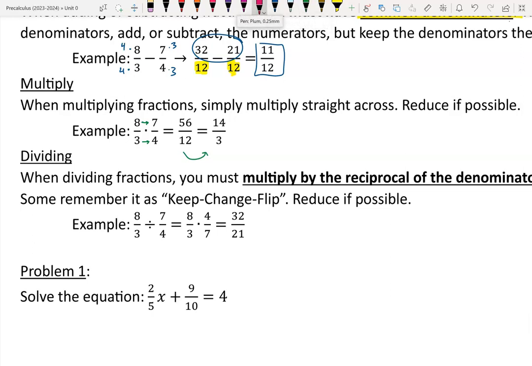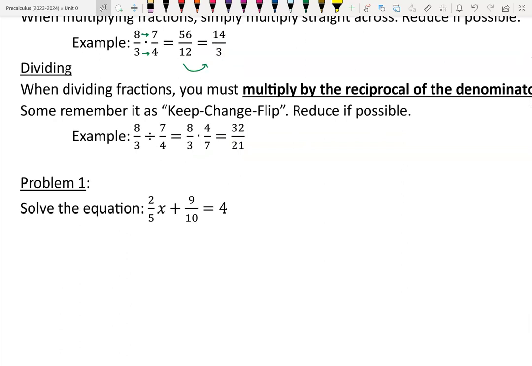And then our last operation is dividing, and this is when we multiply by the reciprocal. Sometimes you may have heard it as keep, change, flip, maybe from your previous course. And so that is if we have two fractions being divided, we can go ahead and keep the first fraction, change division to multiplication, and then flip the second fraction.